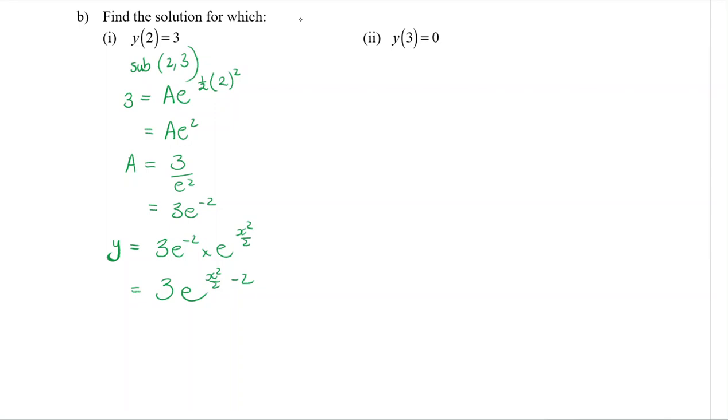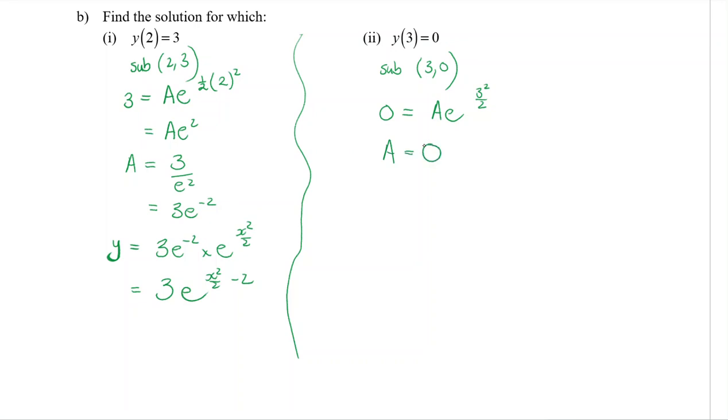All right, and part 2, we're subbing in that x is 3, y is 0. So we get 0 equals ae to the power of 3 squared over 2. But because it's 0, doesn't even really matter what that exponential part is. You divide the exponential across the other side and you get a equals 0. If a equals 0, what does y equal?